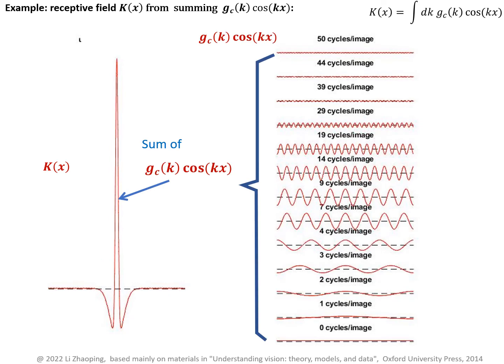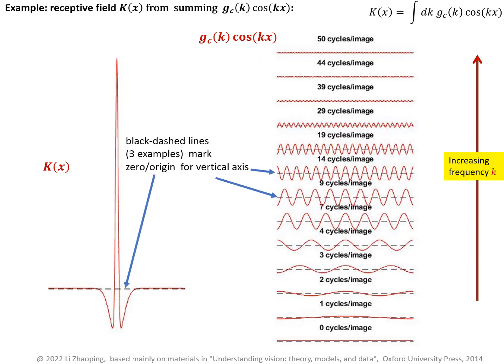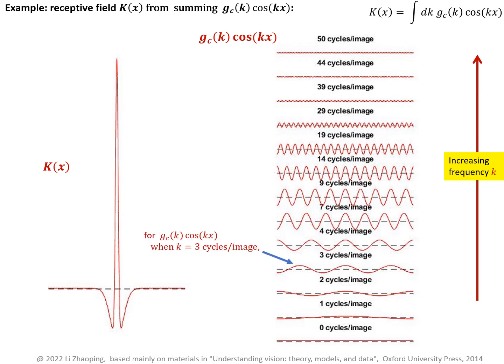Here are the illustrative examples of these contributing cosine waves. From bottom to top, these waves have increasing frequencies. These black dashed horizontal lines mark the origin for the vertical axis, which is not shown to avoid clutter. This red curve, for example, is a cosine wave with 3 cycles or 3 wavelengths of cosine waves across the whole image. So its frequency is 3 cycles per image. Cycles per image is sometimes used as the unit to indicate spatial frequency in an image.